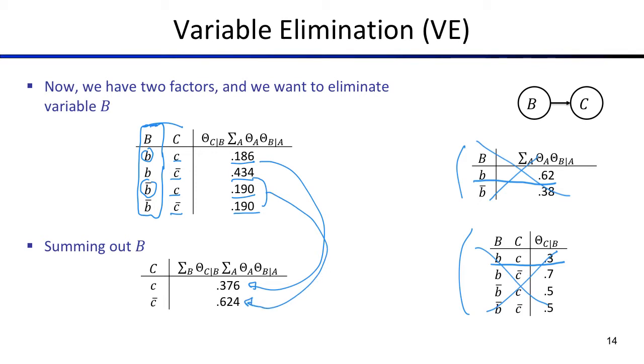All right, so now we have the factor that is the response for our inference. We have a factor that only mentions variable C, and for C true, we have the value 0.376. For not C, we have the value 0.624. We see that the sum is 1, so this is a distribution, and exactly the result that we are looking for. So this is the probability of the variable C, and we got our response.